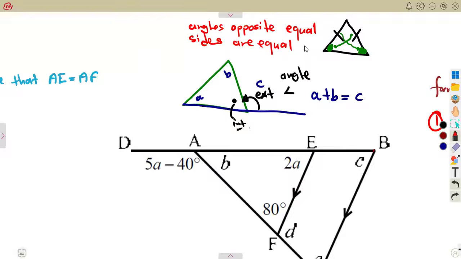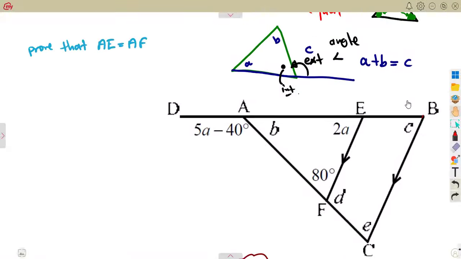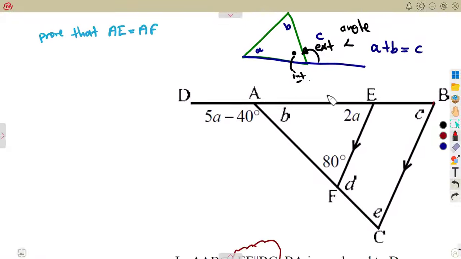So using that way, we know that it's a property of a triangle that you need to know. So if we are to show that, because they are saying this line AE and AF, we need to prove that they are equal.